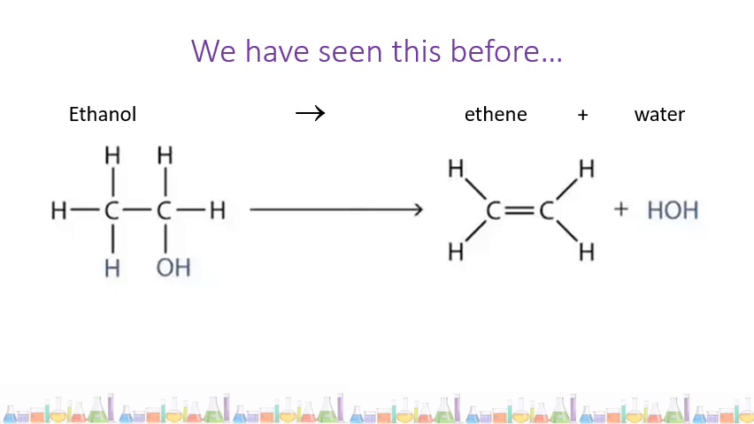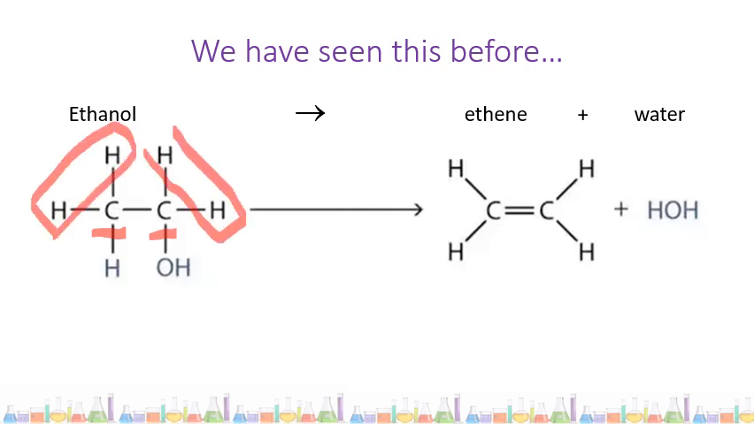This was where we passed ethanol over aluminium oxide and produced ethene gas and some water. If we look at the bonds broken here, we can see that there was a bond broken on each carbon in the ethanol. First of all, we have the carbon to hydrogen bond broken, and then we have the carbon oxygen bond broken here. This leaves us with 2 hydrogens on each carbon atom.